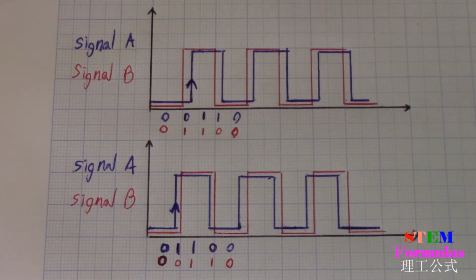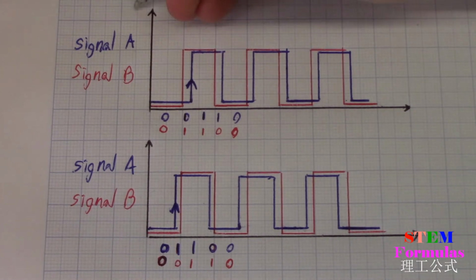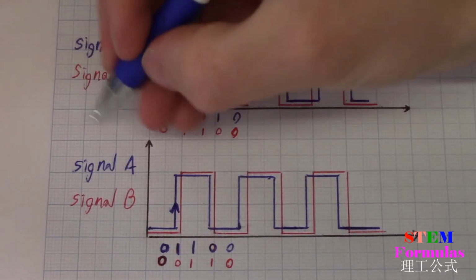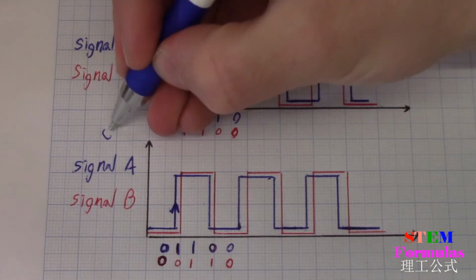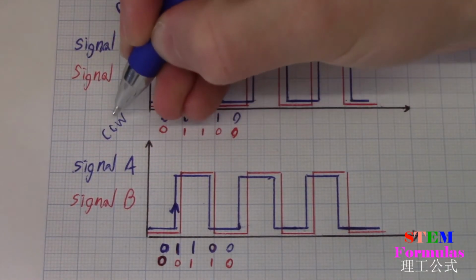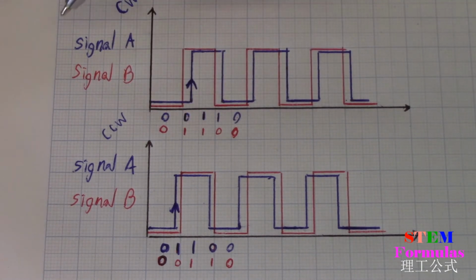So let's say this direction here is clockwise. Again, I'm just saying this arbitrarily. And this is counterclockwise. So what we're going to be doing is in the Arduino code, we are going to set up an interrupt function. Now this function, when the conditions are met, will do a specific task that we tell it to do.